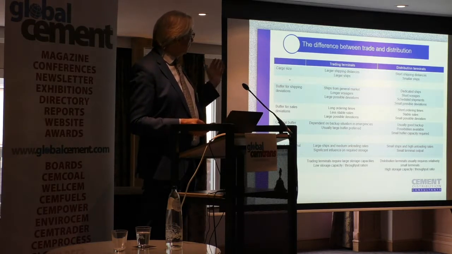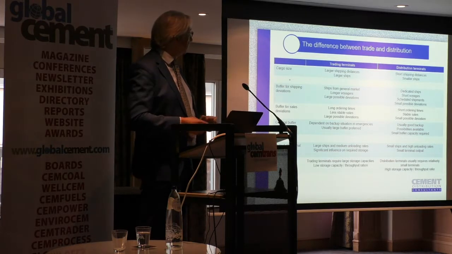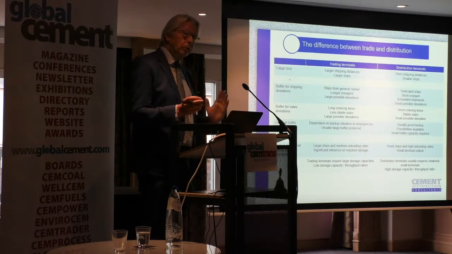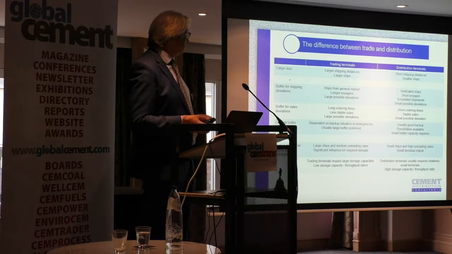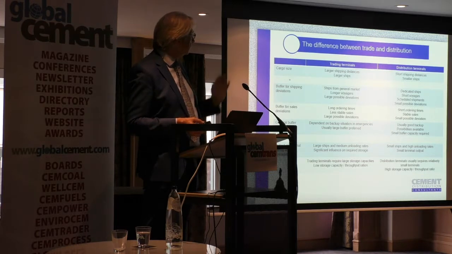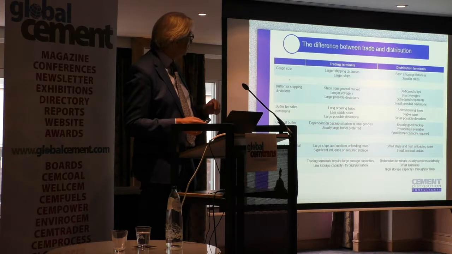Ships from the general market, longer voyages, larger possible deviations in the trade. Dedicated ships, short voyages, scheduled shipments with relatively small deviations on the distribution side. Basically, long ordering times on the trade side, less stable sales, large possible deviations, and small possible deviations because of the short ordering times and stable sales on the distribution side.